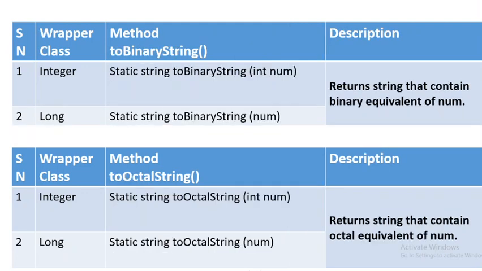Method name toBinaryString. This method is again available with Integer and Long data types. It is again a static method. The use of the method is that it returns a string that contains the binary equivalent of the number.